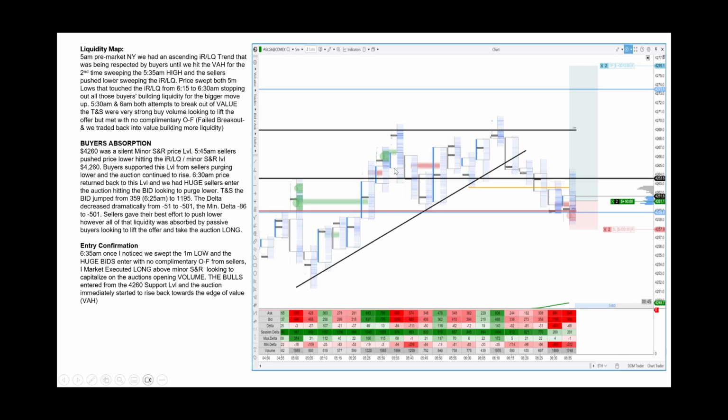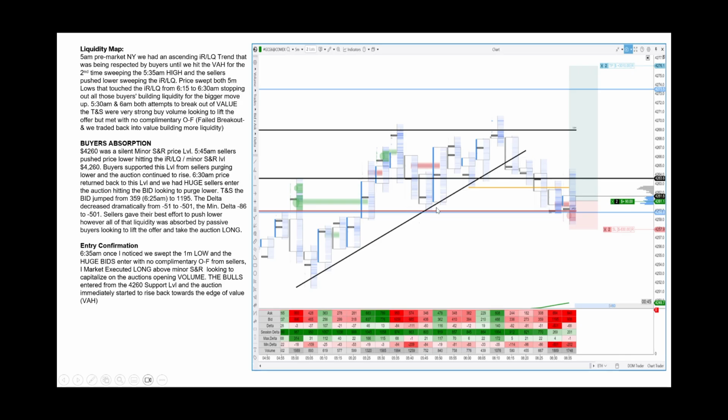As you can see right here in the time and statistics, look at the ask. The ask went from 278 to 281, and then in these two candles it jumped to 683 to 789. Why? Buyers are becoming more aggressive as we hit this value area high. What happens? It was met with no complementary order flow. The auction is not ready to accept that value, and we trade back into rotation.